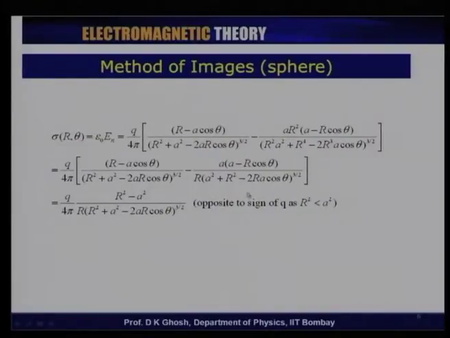And we can combine these two terms, and we get q by 4 pi r square minus s square divided by r into r square plus a square minus 2 a r cos theta to the power 3 by 2. Notice immediately that since the radius of the sphere is less than the object distance, because the charge is outside the sphere, r square minus a square is negative. So, the charge density as expected is negative.